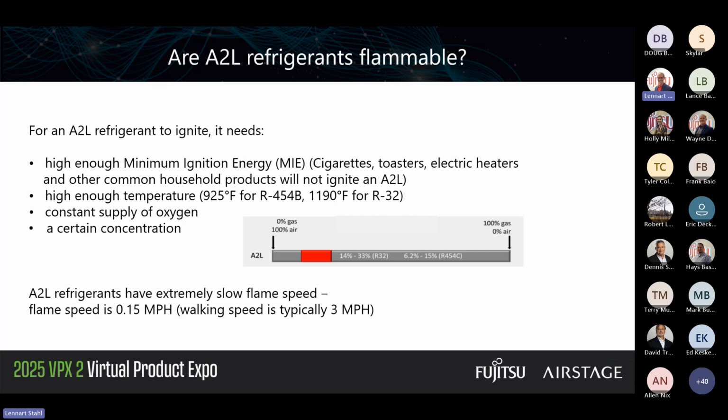We need to remember that A2Ls have a very slow flame speed. Flame speed is 0.15 miles per hour. Walking speed is typically 3 miles per hour, so you can walk 20 times faster than the flame can spread. If you Google how fast people crawl, the answer is going to be 0.3, so you can still crawl twice as fast as a flame can spread if it ignites, or if it becomes a flame.